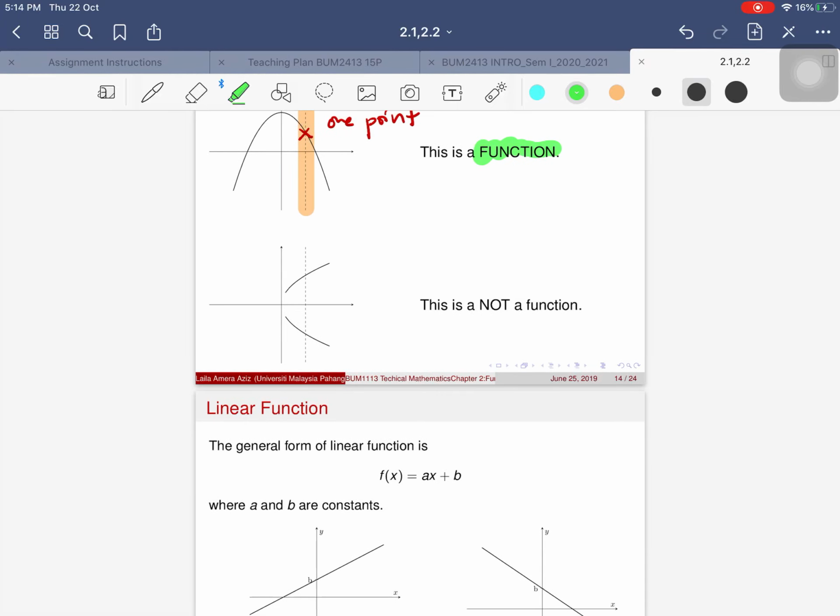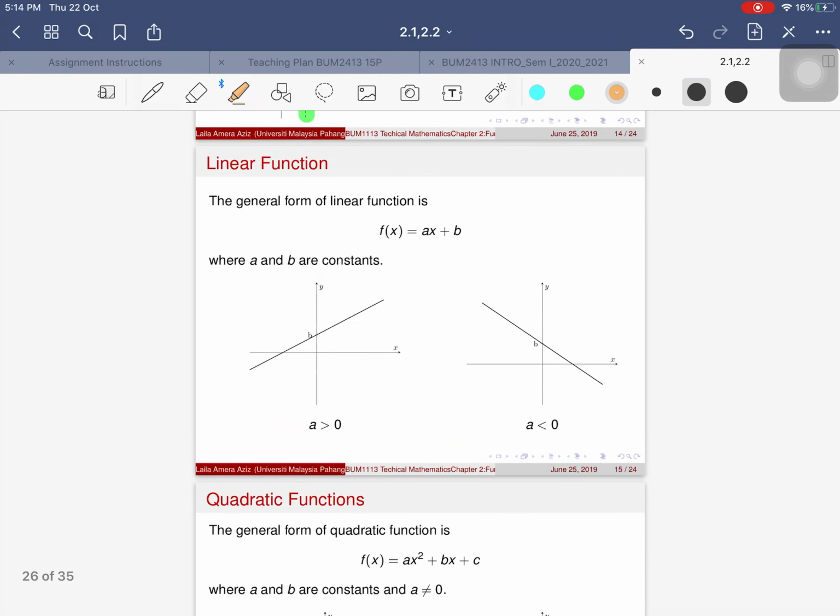And for this one, when I draw a vertical line, this is my vertical line, and that is my graph. When I observe, my line actually intercepts the graph at two points. This is the first point, and that is the second point. So that is a hint that this is not a function. This is also known as the vertical line test, to verify whether or not whatever you have is a function.